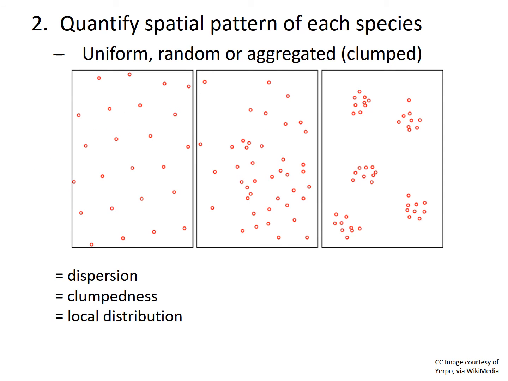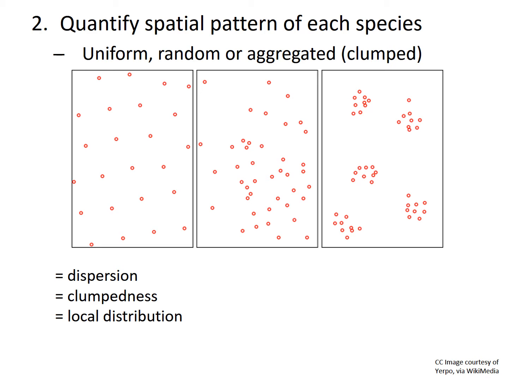Okay, so moving on to the other population characteristic we might want to document, and that's the spatial pattern that species shows. This can also be called its dispersion, its clumpedness, or its local distribution. Now the three panels in the middle show uniform, random, and aggregated or clumped distributions. Clumped is the easiest one to understand. We can see that those points, which are representing individuals of a species, are clumped or clustered.